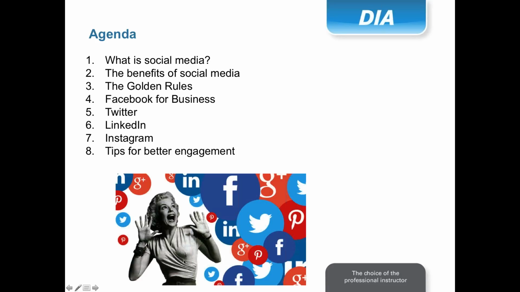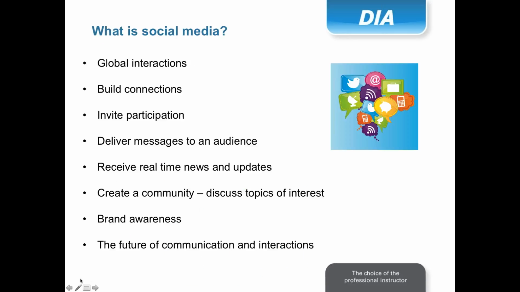And then from there, once we know how social media can benefit us and the golden rules of social media marketing, we'll be having a look at the four big players in social media: Facebook, Twitter, LinkedIn, and Instagram. How to set them up, how to get the most out of it, and how to get better reach and ultimately get the word out about your ADI business. And lastly, I'm going to finish off with a bit of tips for better engagement, and then answering all your questions.